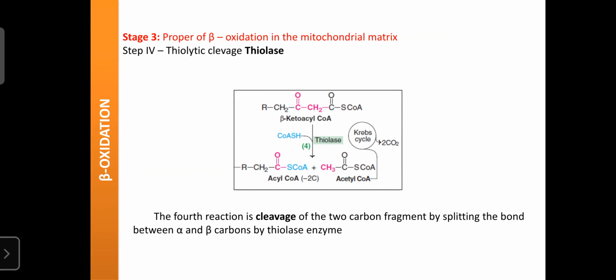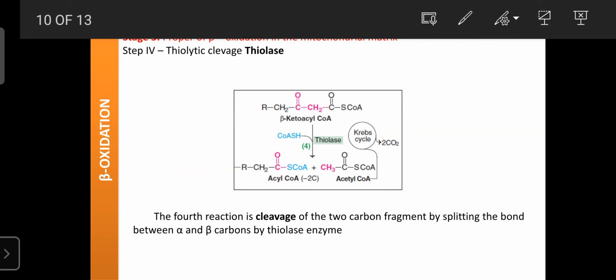The last step is known as thiolytic cleavage. It is regulated by the thiolase enzyme in the presence of coenzyme A, where beta keto acyl CoA is converted into acyl CoA minus 2 carbon atoms. In every cycle it cleaves 2 carbon atoms. So it produces acyl CoA minus 2 carbon atoms and acetyl CoA, and this reaction is known as thiolytic cleavage, regulated by the thiolase enzyme in the presence of coenzyme A.